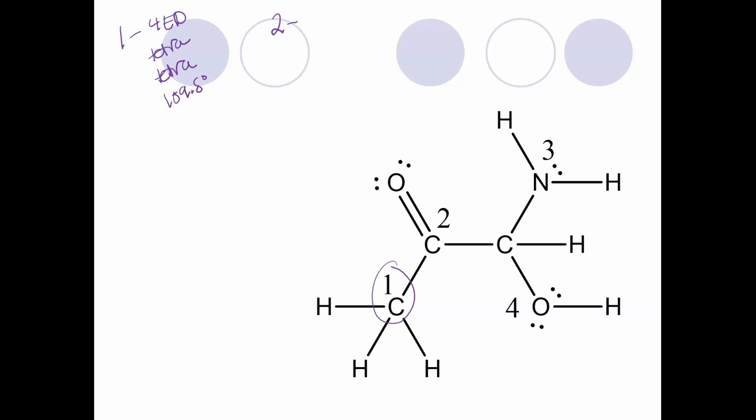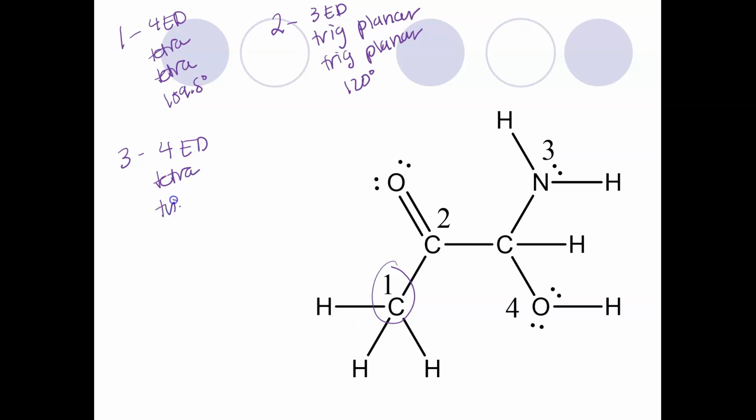Okay, so number 2, 3 electron domains, trigonal planar electron domain geometry, trigonal planar molecular shape, 120 degree bond angle. Number 3, 4 electron domains, tetrahedral electron domain geometry. It's going to be trigonal pyramid molecular shape, 3 bonding, 1 non-bonding, and a less than 109.5 degree bond angle.